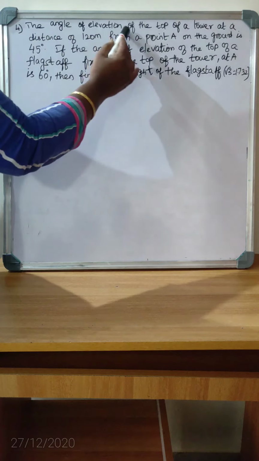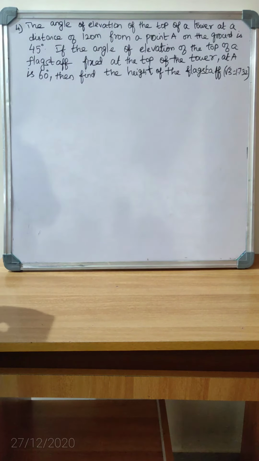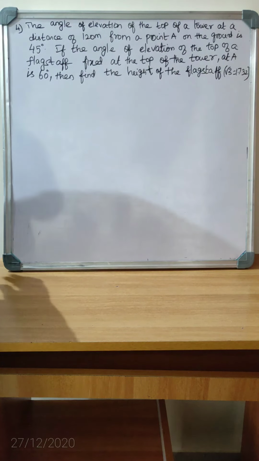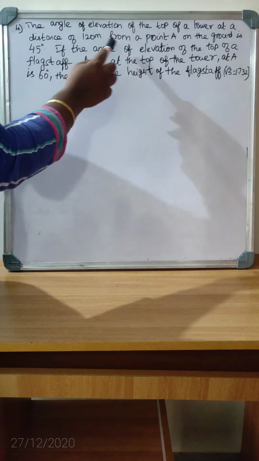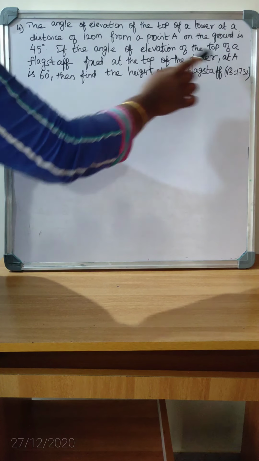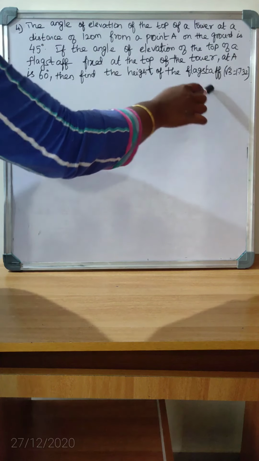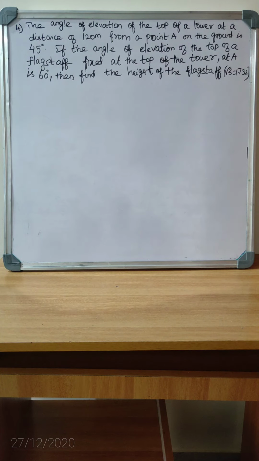So the angle of elevation of top of the tower at a distance of 120 meter from a point A on a ground is 45 degree. If the angle of elevation of top of the flagstaff fixed at the top of the tower at A is 60 degree, then find the height of the flagstaff. So we have a point A on the ground.